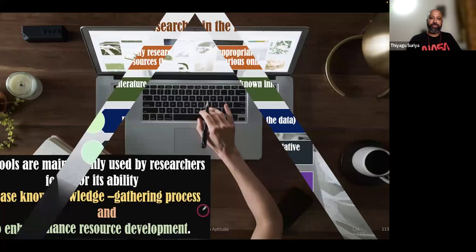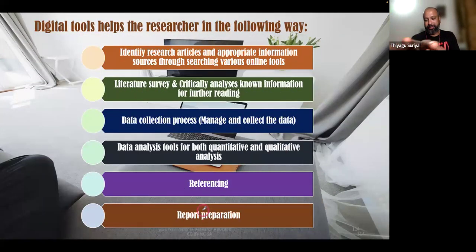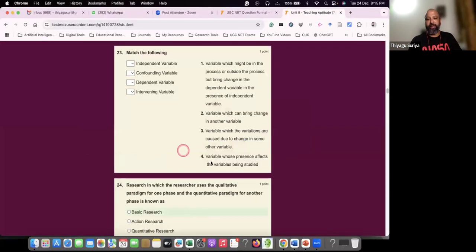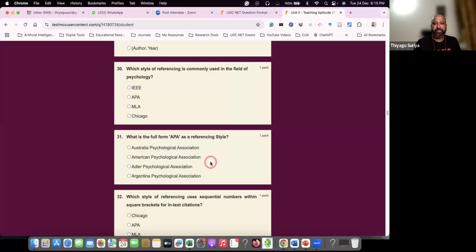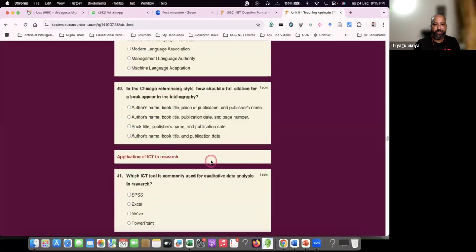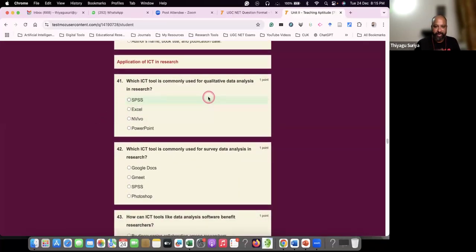And there are ICT tools. Instead of going into long discussions and deliberation, let's go directly to some questions. That will help you. Some ICT based questions. Yeah, right. The first question for you: which ICT tool is commonly used for qualitative data analysis? Any idea?